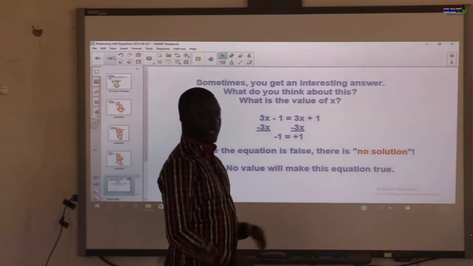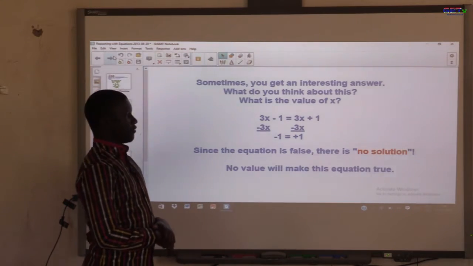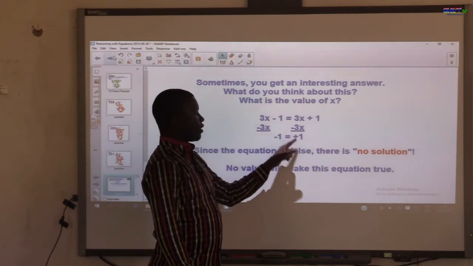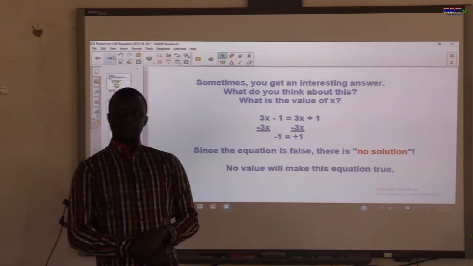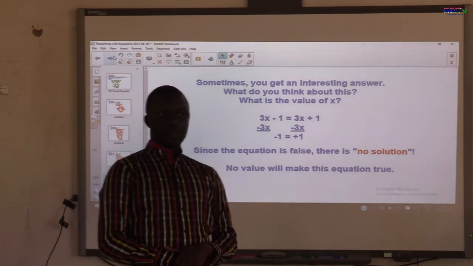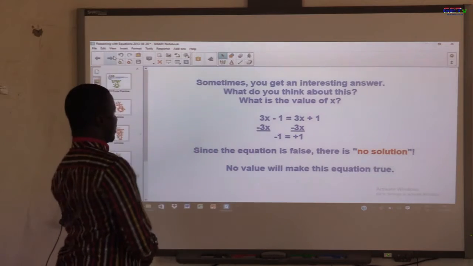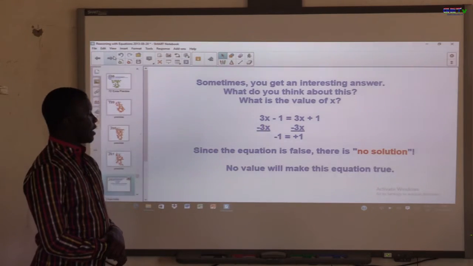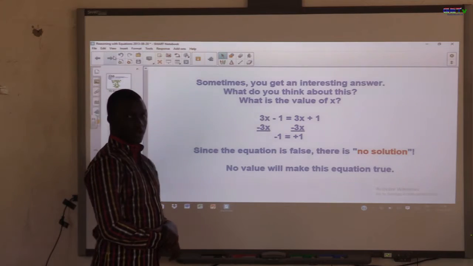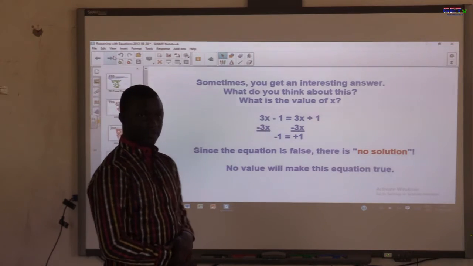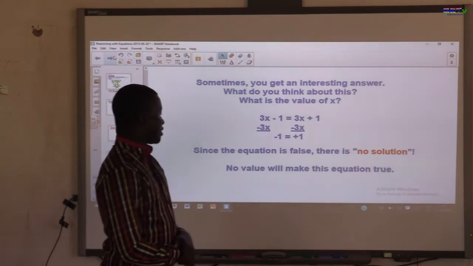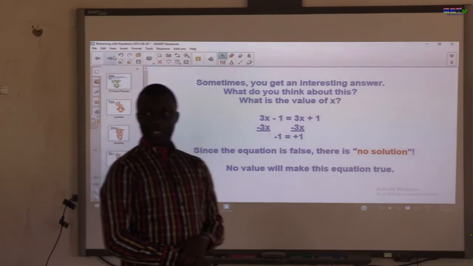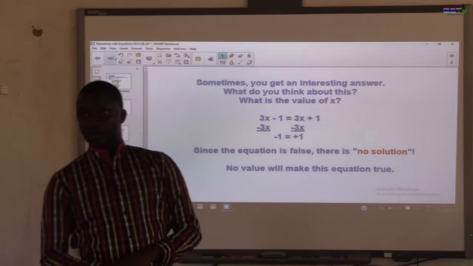First, we undo the 3x by subtracting 3x from both sides. And then you can see we are left with negative 1 equals positive 1, which is not true. These are two different numbers, and they are not equal to each other. So therefore, we say this equation has no solution, or it is a false equation. No value will make this equation true, because negative 1 is not equal to positive 1.